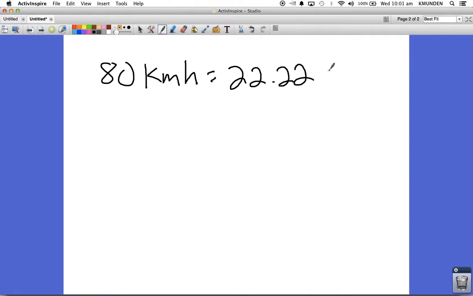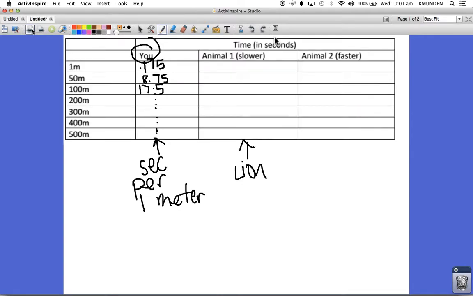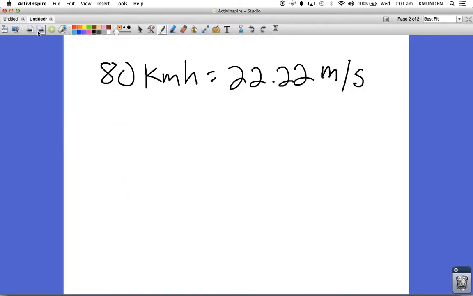22.22 meters per second. So now that I have that, notice that there's a difference between meters per second and seconds per meter. So now we need to do a conversion.